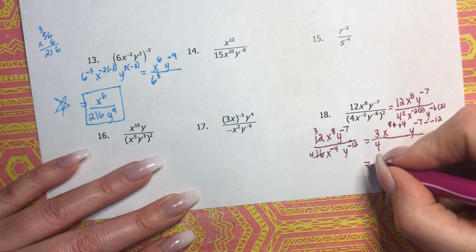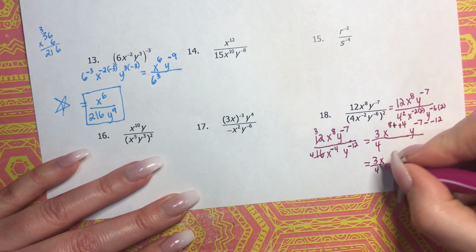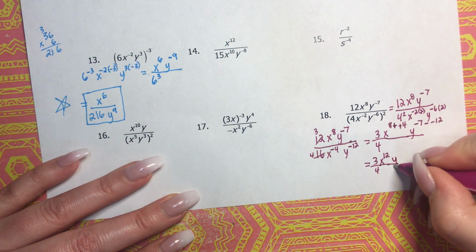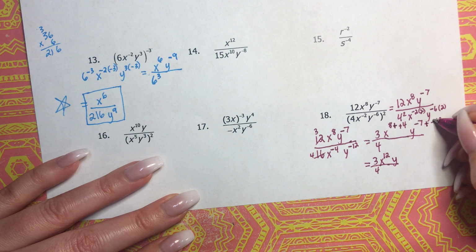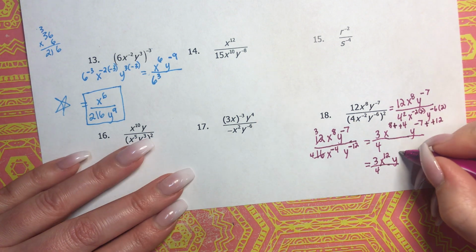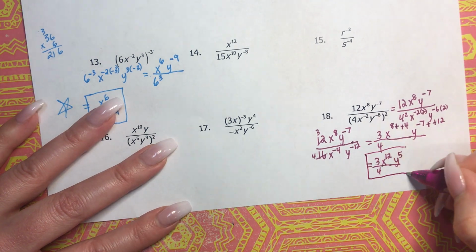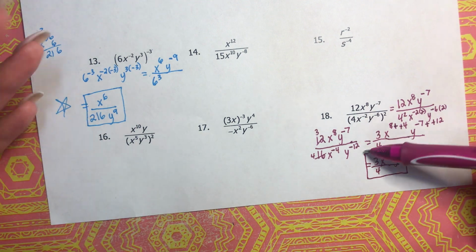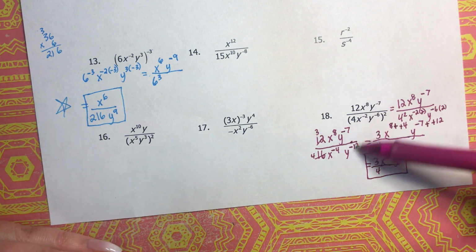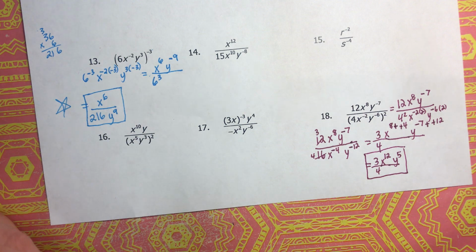Well, they both become positive, right? So that ends up being 3/4 x to the 12th. And then y, these two negatives actually end up being positive, and we have negative 7 plus 12, which ends up being 5. And so that's it. That is our answer. So it ends up not really being that bad. It's okay to use the quotient rule when you have negative exponents. You don't have to make the exponents all positive and then do the quotient rule. You can just do the quotient rule right here.